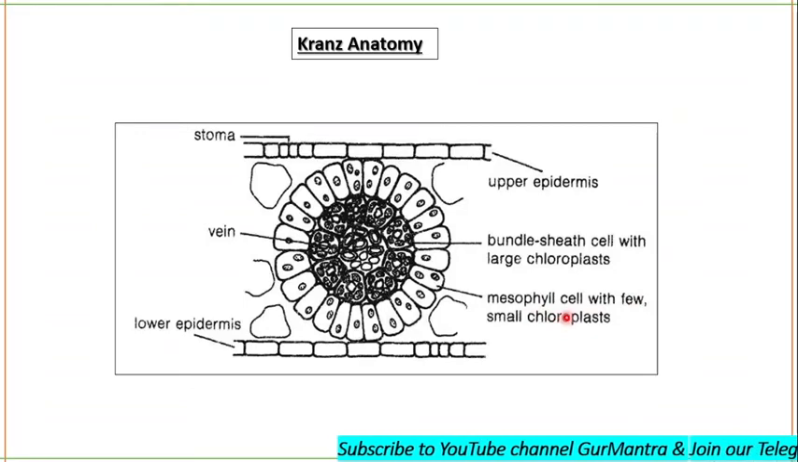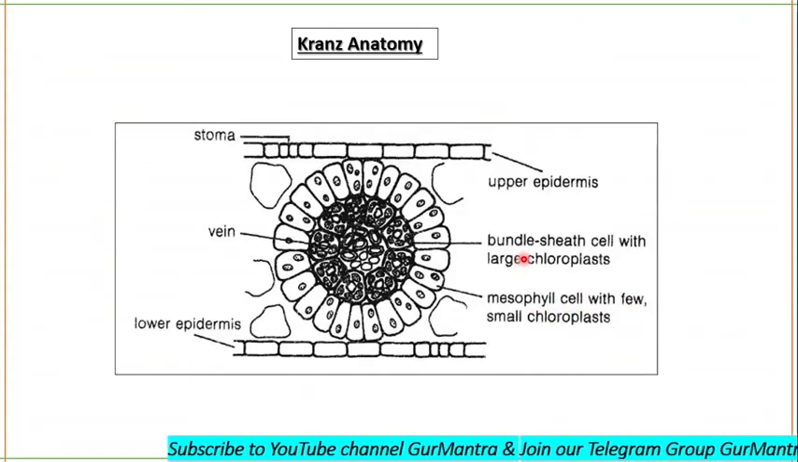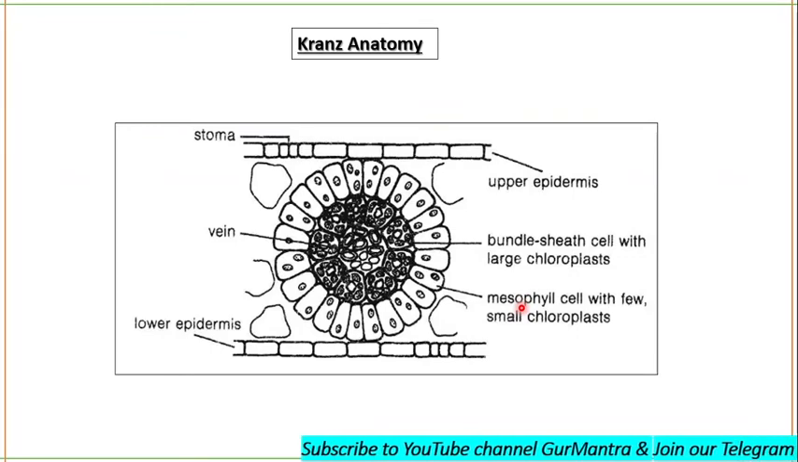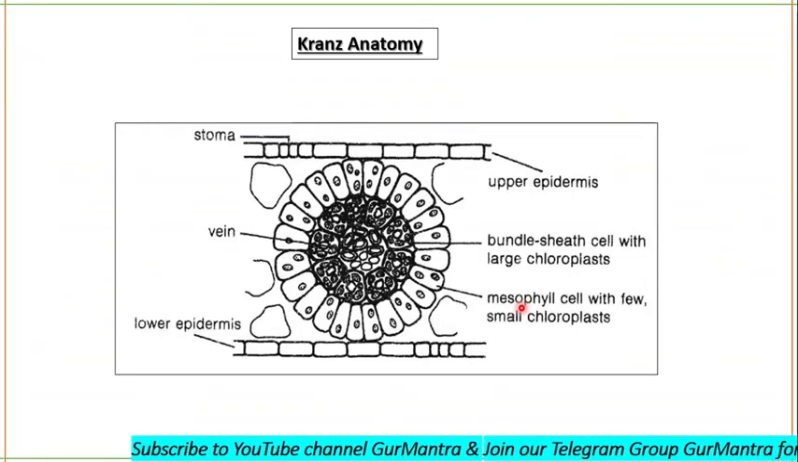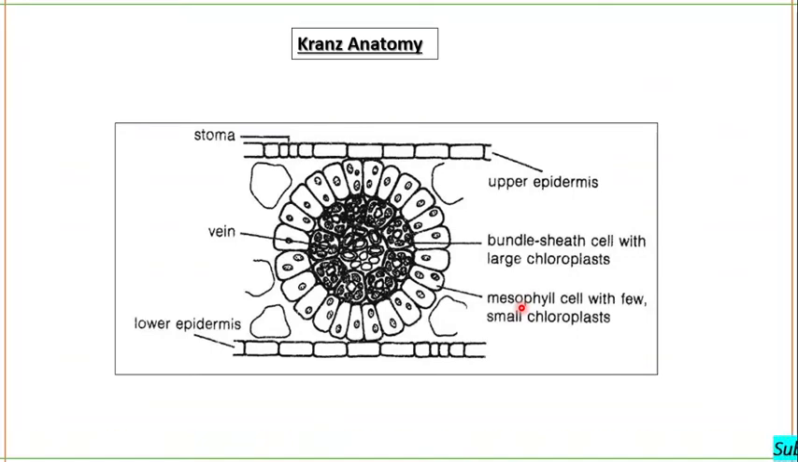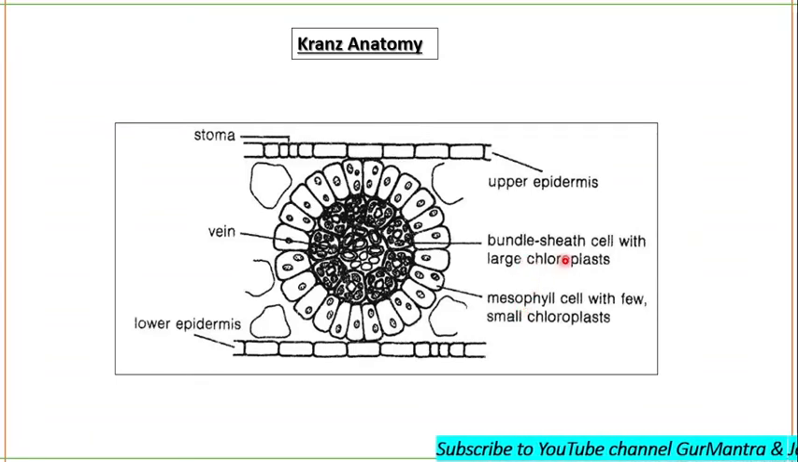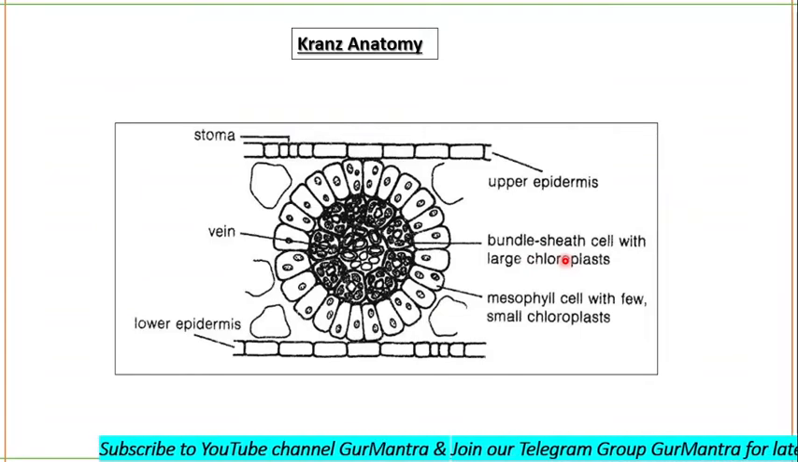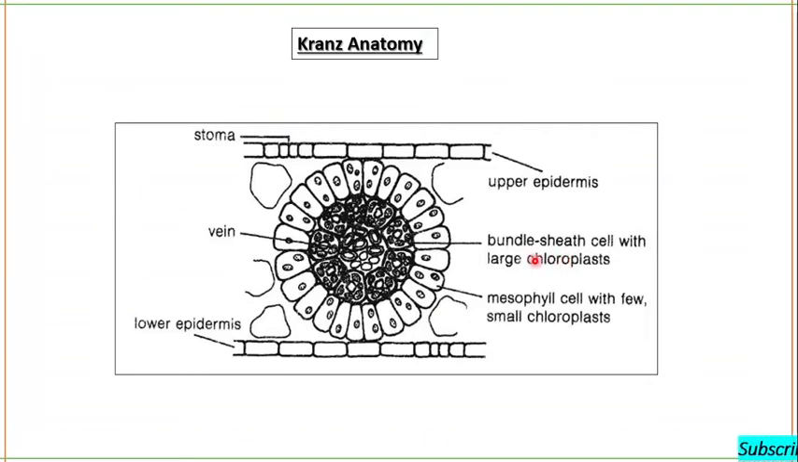Other than this, the chloroplast in the case of bundle sheath cell is agranal, while in case of mesophyll cell it is granal. Okay, mesophyll cells are having granal chloroplast, and bundle sheath cell has agranal chloroplast. What happens in agranal chloroplast? In agranal chloroplast, there is no formation of grana.